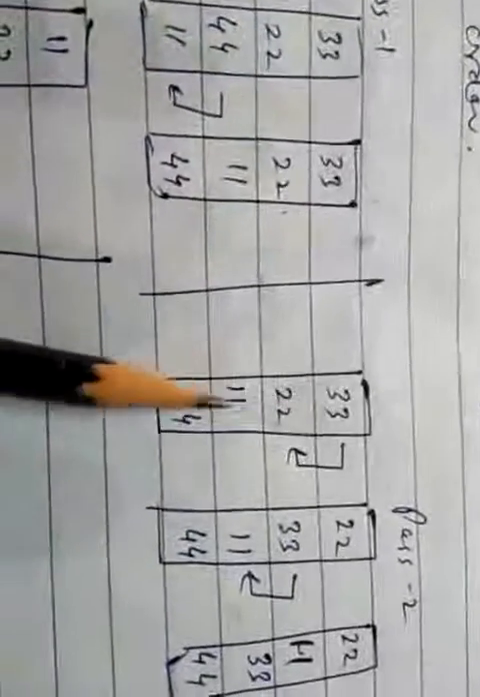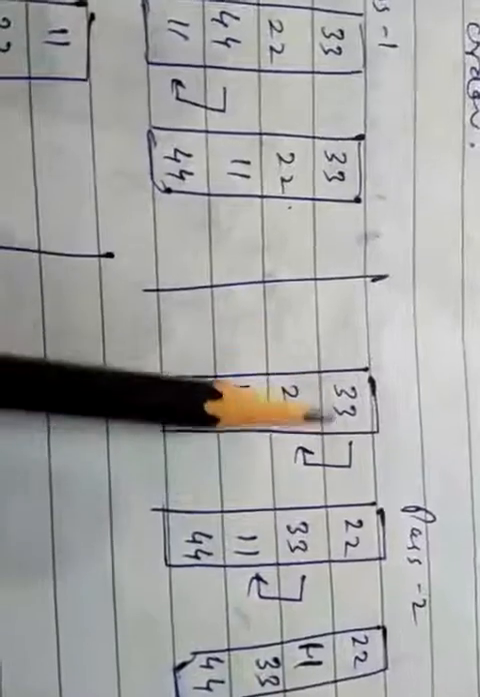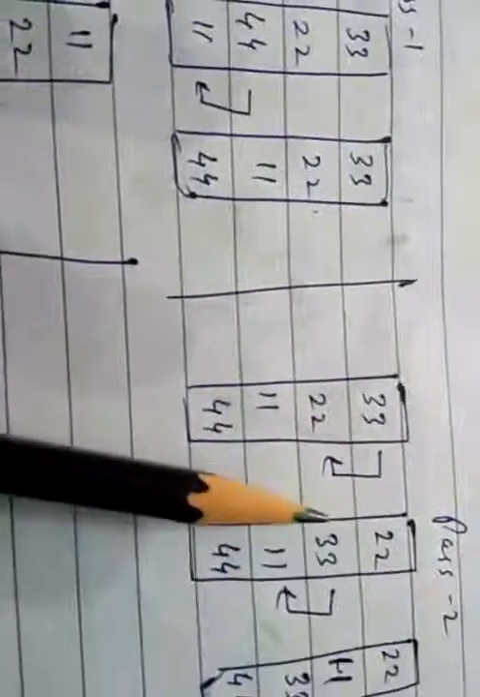In the second pass we will take the output of the first pass, then again we will compare from the start, 33 and 22. So this will arrange 22, 33, 11 and 44. Again we are comparing 33 and 11. So this will be 22, 11, 33 and 44. And here your iteration will be stopped because 44 is already sorted.